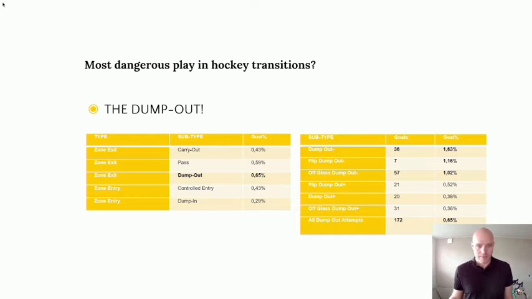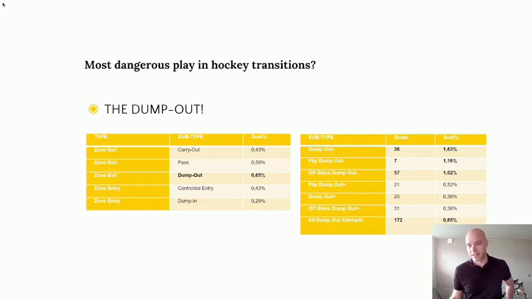We get interesting data here. First of all, we have carry out at 0.43, and that's the same as control entry. So it's as dangerous entering the zone with control as exiting the zone with control. It's kind of interesting, and pass has a higher turnover rate and goal against than carry out, and that makes sense because you're not in the same location as the puck is. When you drop it here, maybe we will have a higher penalty rate or something when you have a carry out fail. But the dump out is, as I wrote, the most dangerous play actually.